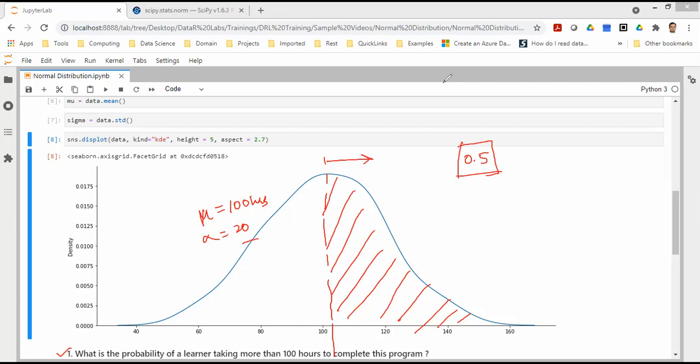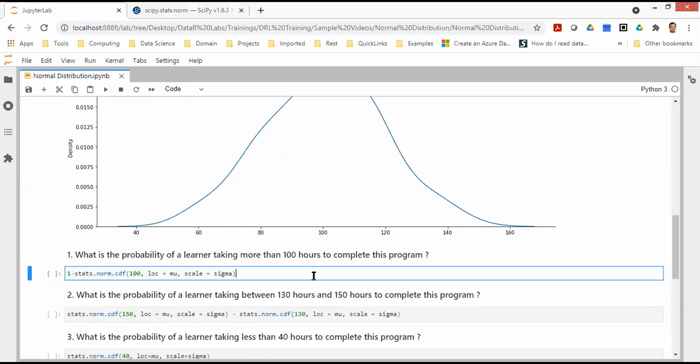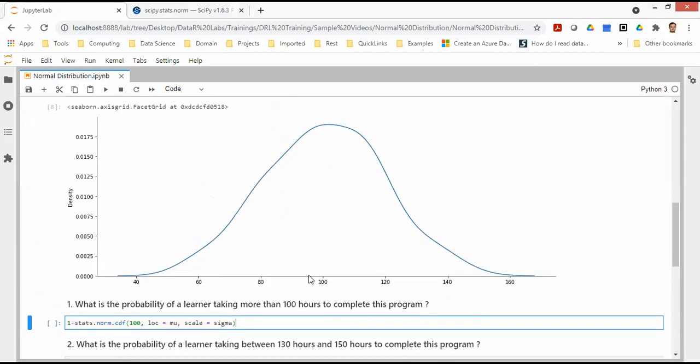But then let's try to understand programmatically how to solve this. So we'll make use of the CDF function in order to calculate this. What I have done over here is I have subtracted the value of CDF from 1. Why have I done this?